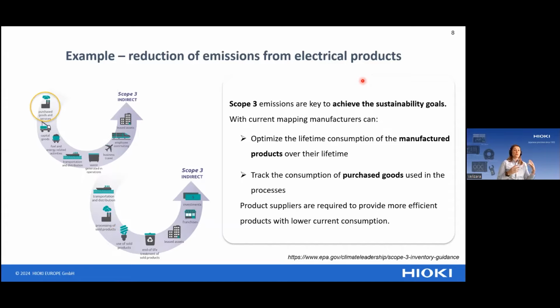So there are a lot of products they use in their manufacturing process, but also within their products. And they could also look to use more efficient products when they know. Of course, for this, they need to know how efficient the products being used are. And this, of course, is also creating pressure on their product suppliers.